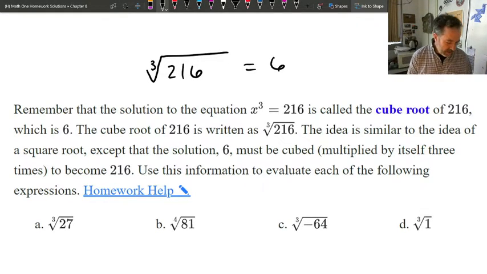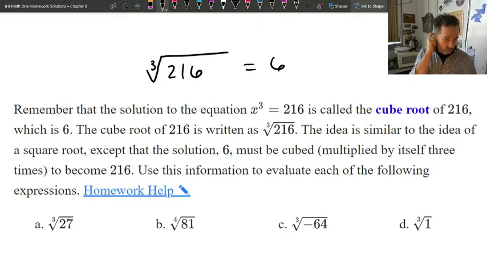The idea is similar to a square root, except that the solution 6 must be cubed, multiplied by itself 3 times. I don't like how that's worded. We need 3 factors of 6. If you say multiplied by itself 3 times, are there 4 factors of 6 there? Stop it. 6 times 6 times 6 is 216. Use this information to evaluate each of the following expressions.